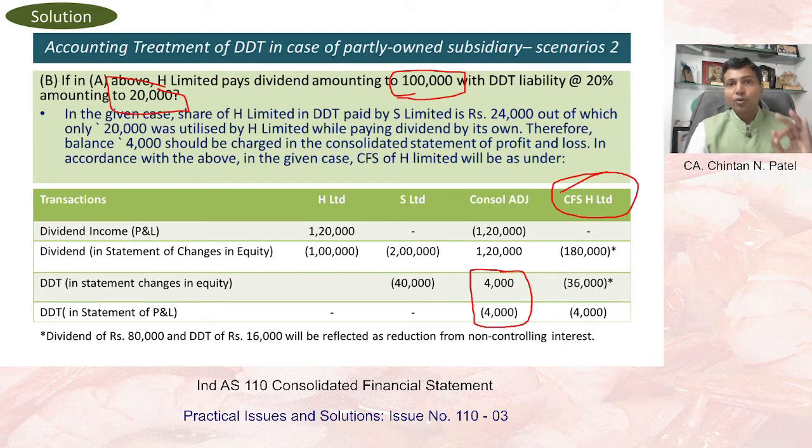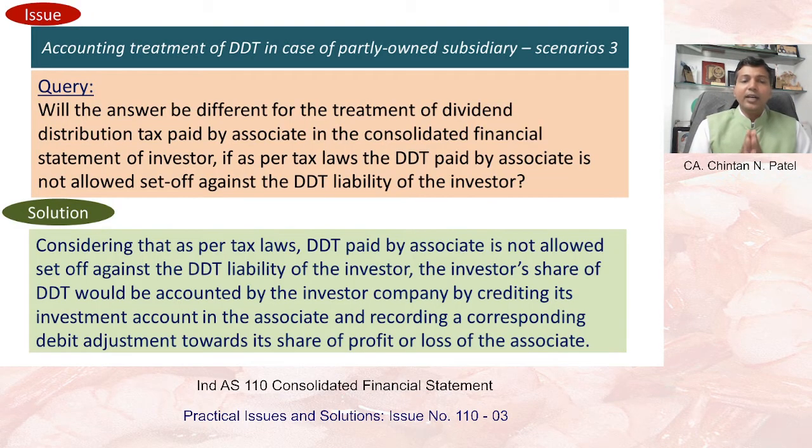Now coming to the last situation, scenario 3. This scenario 3 is basically a case where the DDT is paid by an associate. In scenario 1 and scenario 2, we discussed the case of the subsidiary company. Now it says the DDT is paid by an associate, and what should be the treatment in the consolidated financial statements if, as per tax laws, the DDT paid by the associate is not allowed to be set off.